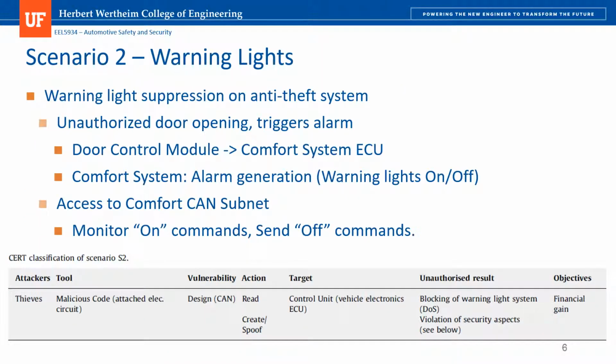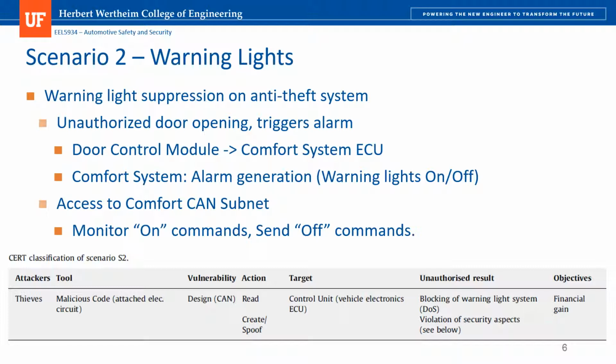Scenario 2, this is the warning light attack. Essentially what they're doing here is suppressing warning lights. For a scenario of an anti-theft system in a vehicle, if you go to open a vehicle door while the car is locked, the door control module will send a signal to the comfort system ECU, and this comfort system ECU will generate an alarm and warning lights.